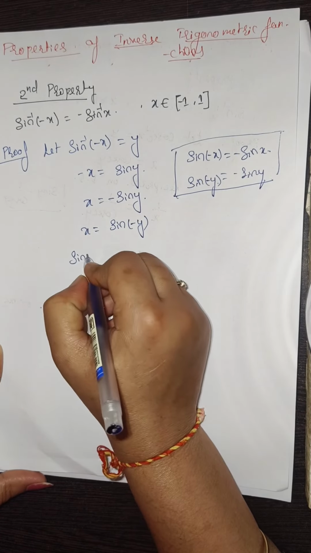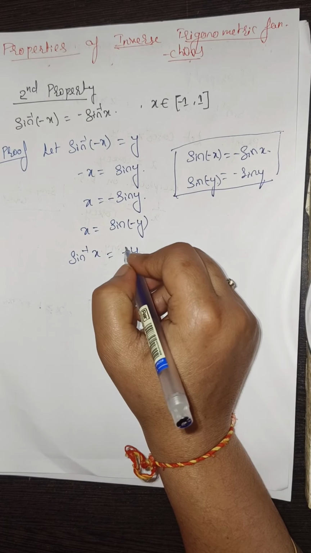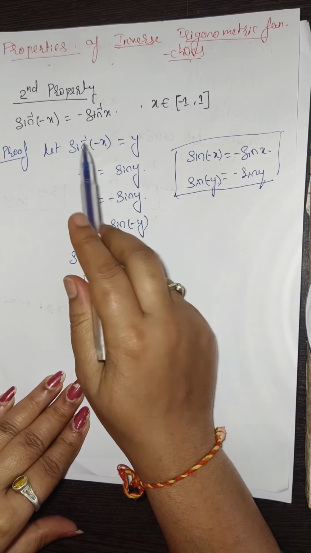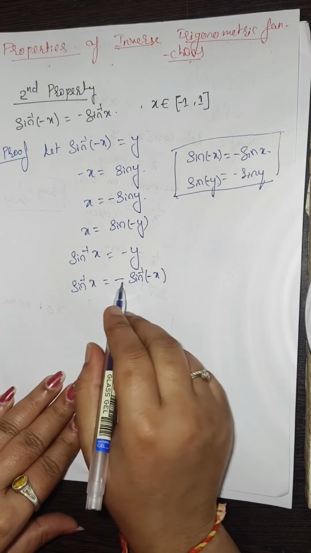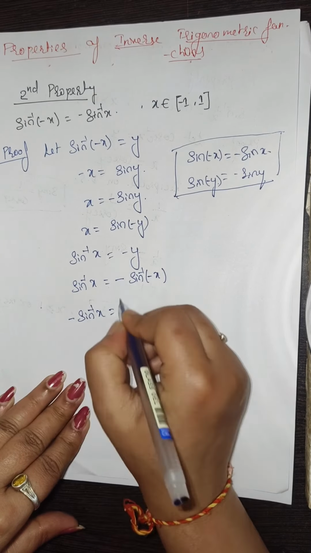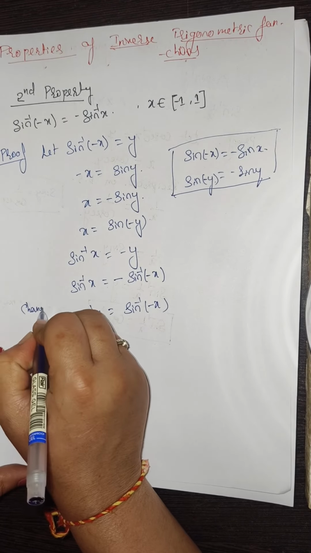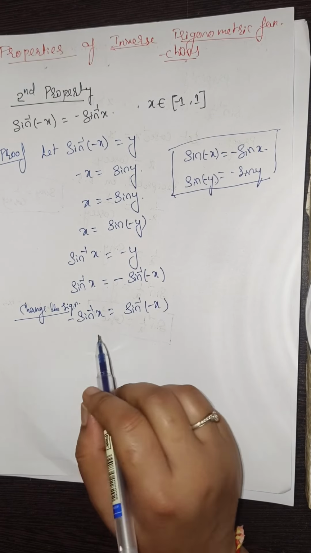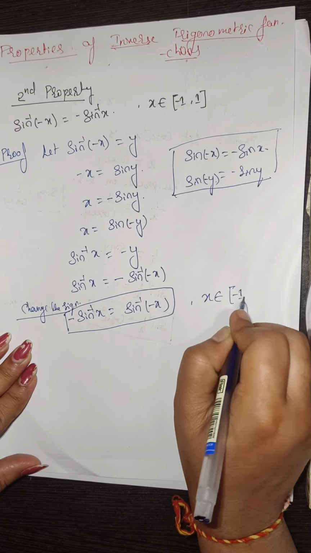Now again you need to send sin to the left side. Sin inverse of x equals minus y. Then sin inverse of x equals minus of, what is y here? Sin inverse of x. Now again change the sign here. So the minus sign changes to plus sign, or you can send the minus sign to the left side. So you'll get your result. It is satisfied only in the condition of x belongs to the closed interval minus 1 to 1.